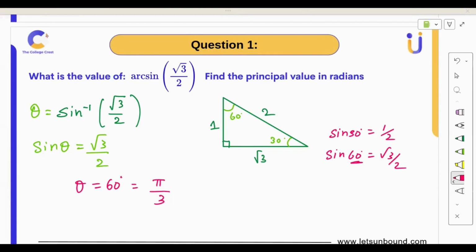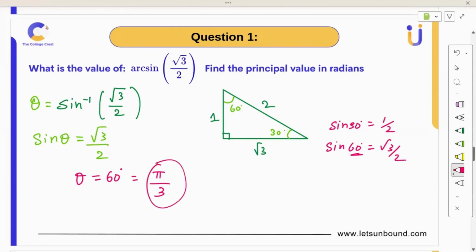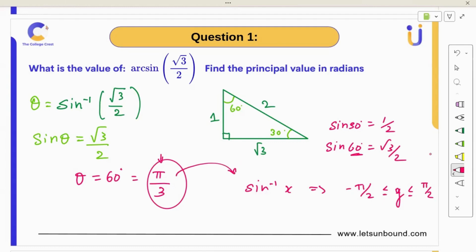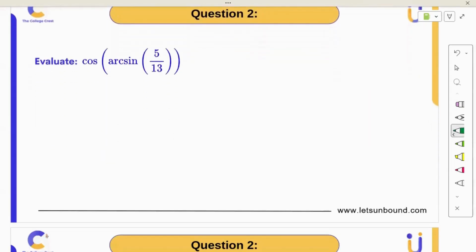Right? And here we move to the next part, the principal value. Also you have to check whether it lies in your principal domain. So for sine inverse of x, the range is minus pi by 2 to pi by 2, right? We have to check whether your values fall in that. That is important. And moving to question number 2. Evaluate this one.